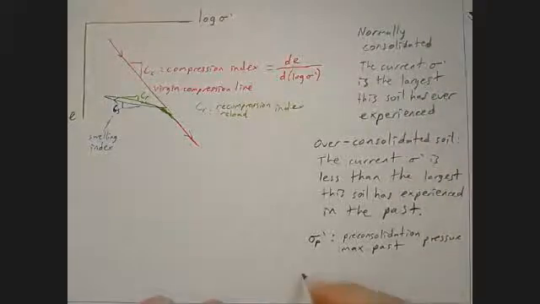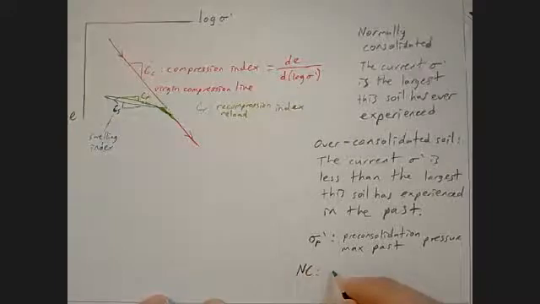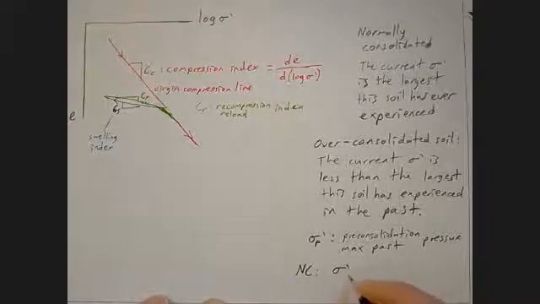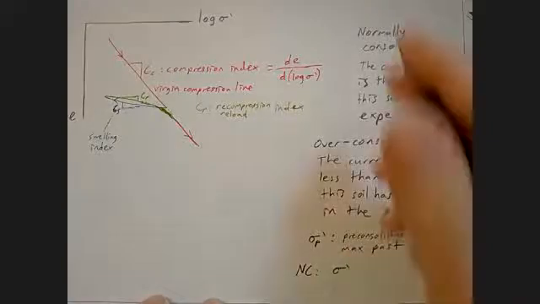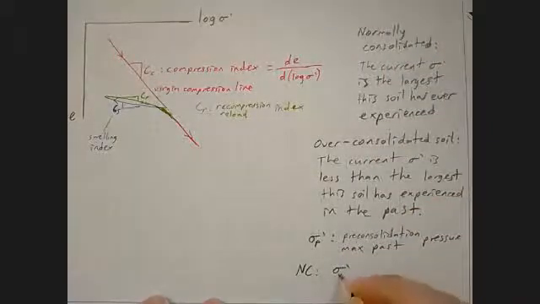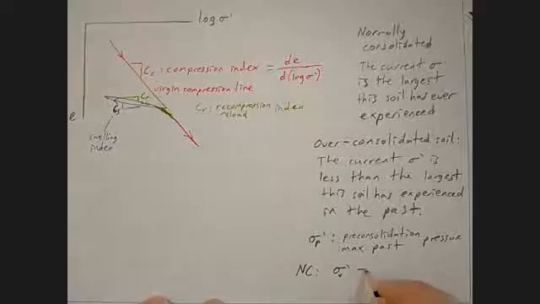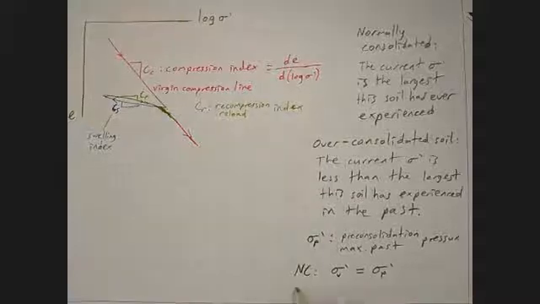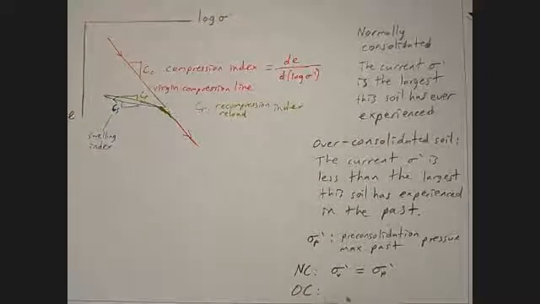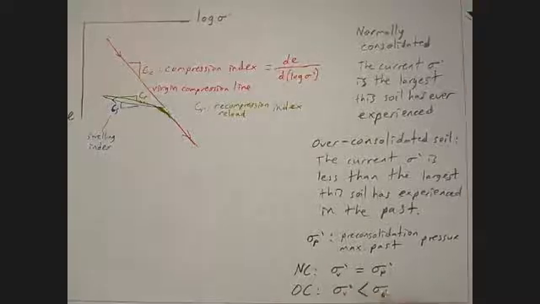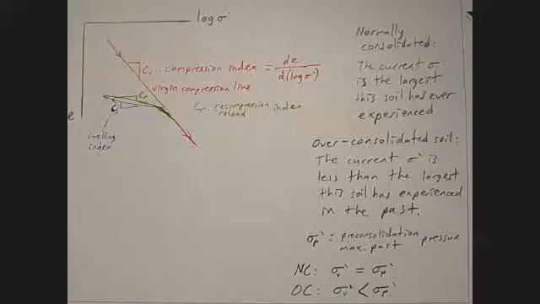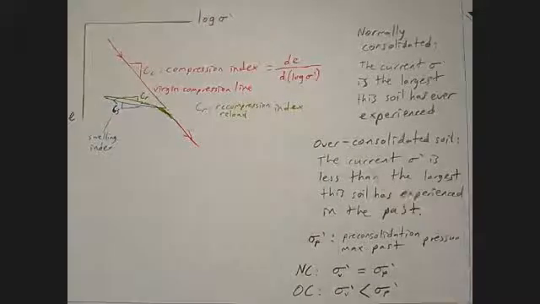So if it is NC soil, your current sigma, and all these stresses are defined in vertical terms, so your current vertical stress is sigma p. If it is OC, then current vertical stress is less than sigma p. So NC is normally consolidated, OC is over-consolidated.